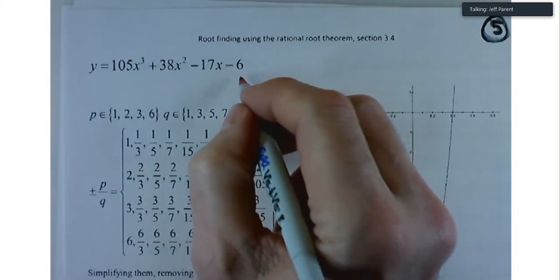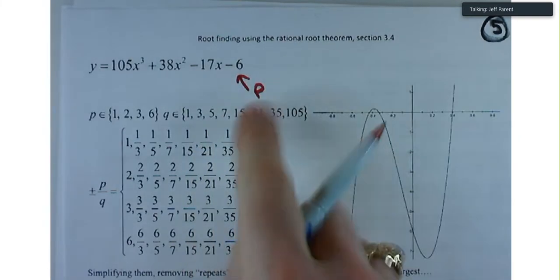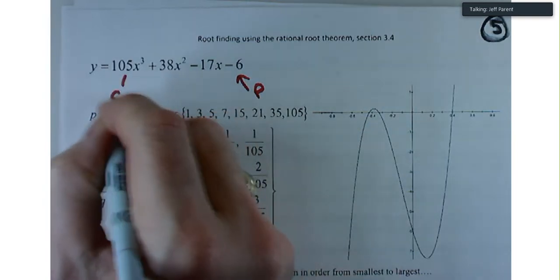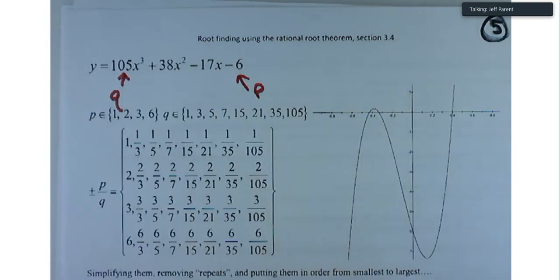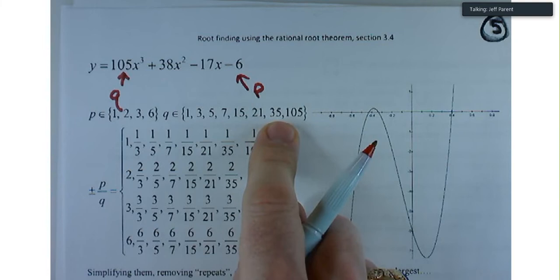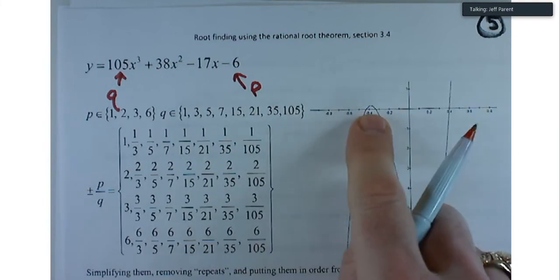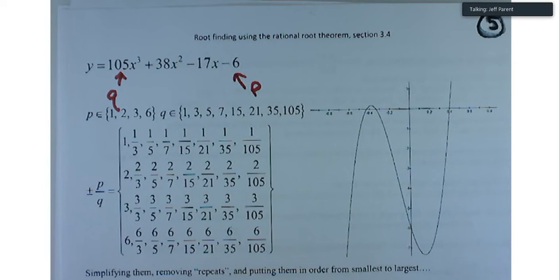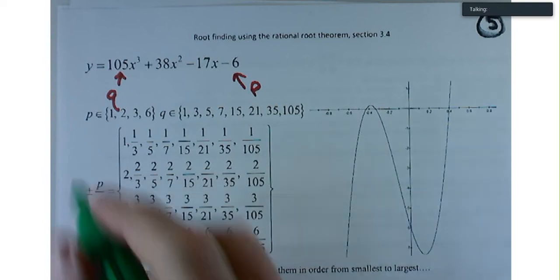First of all, you have to find the factors of p. P is this last number here. And then the factors of q. Q is that first coefficient here. So here's all the different factors of p. Here's all the different factors of q. If this polynomial is going to have rational roots, and it's not guaranteed, you could have roots that deal with a square root, but if it has rational roots, they're going to be in the form of plus or minus p over q.